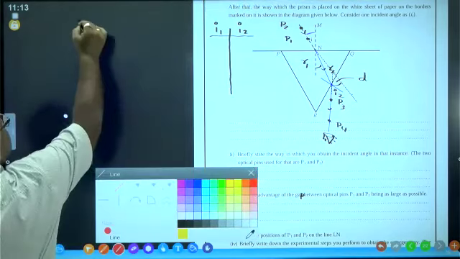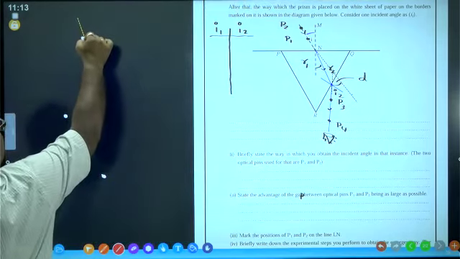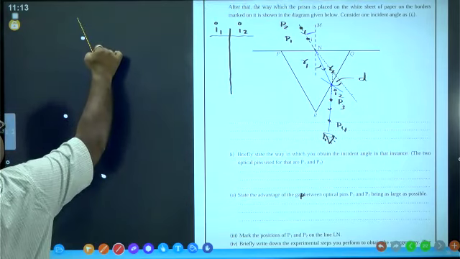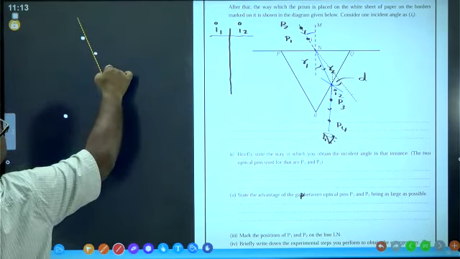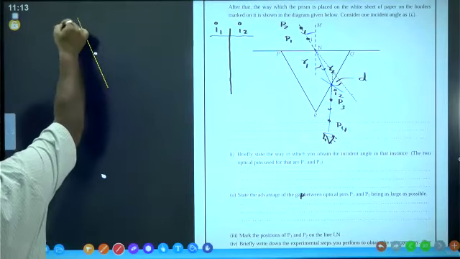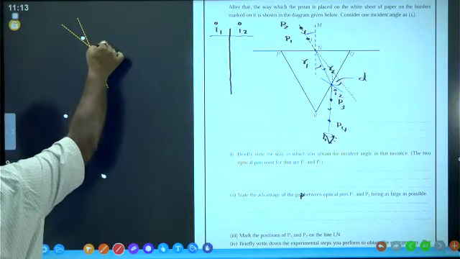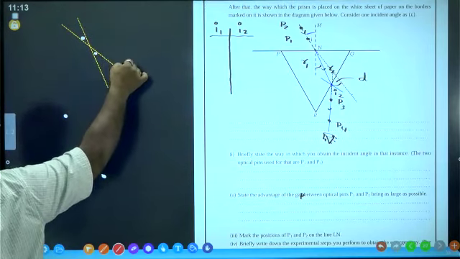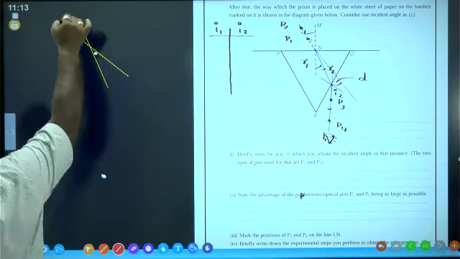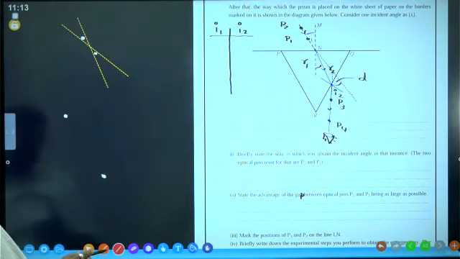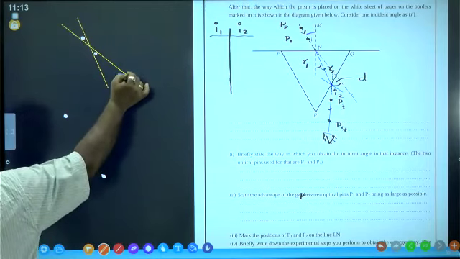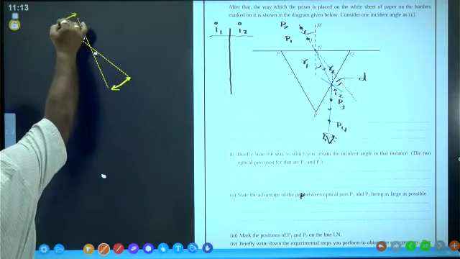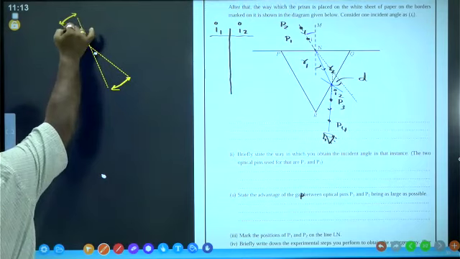Let's see. The incident light ray can have this kind of deviation. The incident light ray coming from this side can have this kind of separation. Here one light ray, here another light ray.